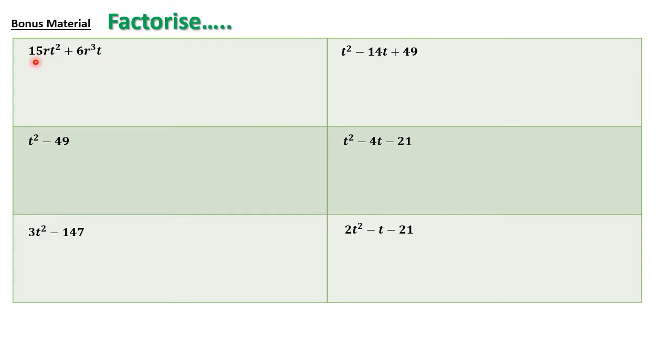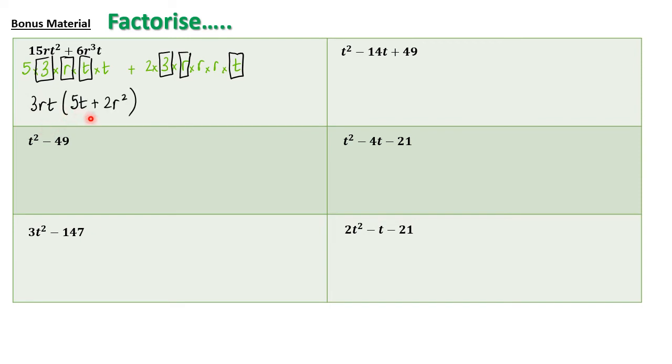very similar to what we've just been doing. I've got some r's and t's in both expressions. I've got r times t squared and r cubed times t, and I can see there's a common factor of 3 in both of these numbers. And so I know 3rt will be my common factor, and I'll be left with 5t plus 2r squared in the bracket. So that one should be fairly familiar.